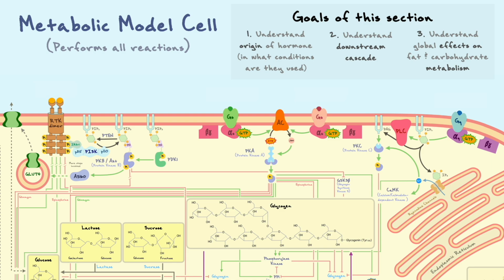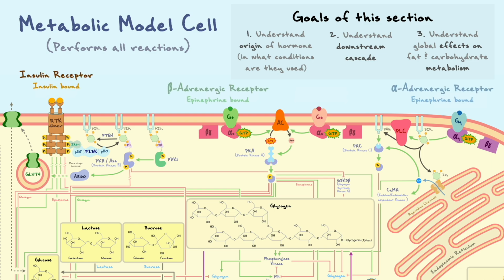Now, given the crucial importance of fat and carbohydrate metabolism to the cell, these pathways are used all across the body, and there is a wide variety of hormones that can influence those pathways. For the purposes of this video, the three main hormones that we will consider are insulin, epinephrine, and glucagon. These three hormones generally represent the main regulators of fat and carbohydrate metabolism, and for that reason, we will focus on them.